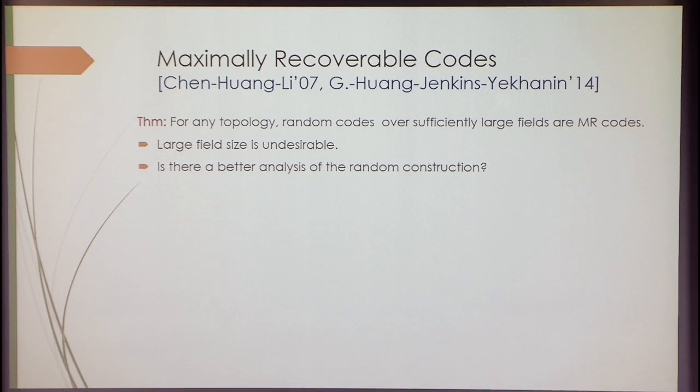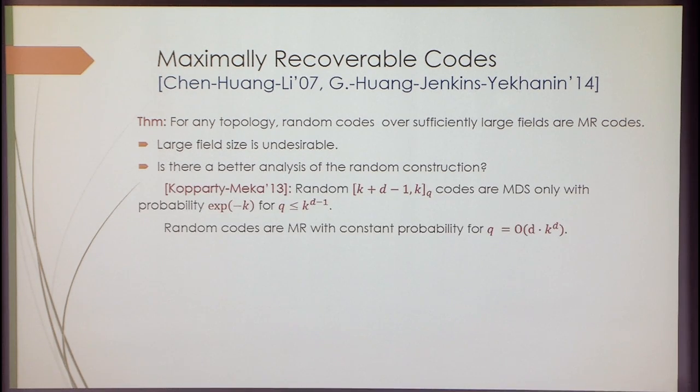So first thing you could ask, maybe there's a better analysis of the random construction. We're doing this huge union bound over all these determinants. Maybe random actually works over much smaller field sizes. The answer to this is no. It's an emphatic no. This is a very nice result by Party and Mecca. I fear this is something that coding theorists have known for 30 odd years, and I'm going to find out right now. But here's what they prove.